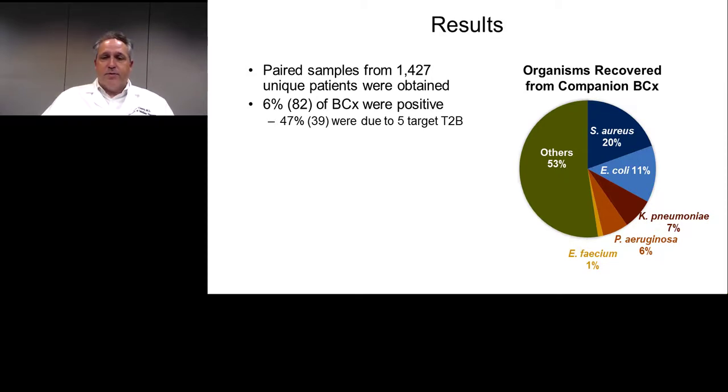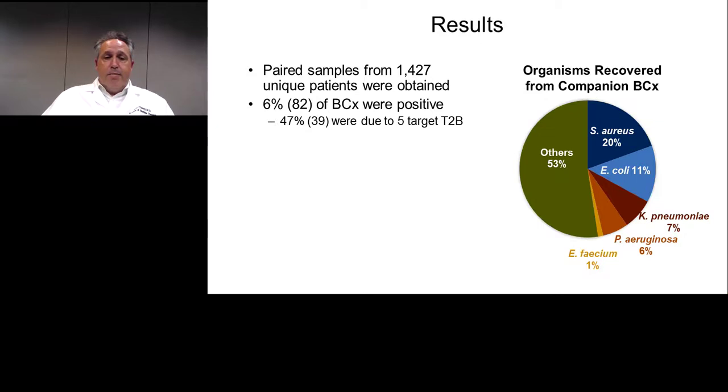If we look at the organisms that were recovered from blood culture, showing the 50% that were detected that were the target organisms, Staph aureus and E. coli in 20 and 11% respectively, and then Klebsiella pneumoniae, Pseudomonas aeruginosa, and Enterococcus faecium.